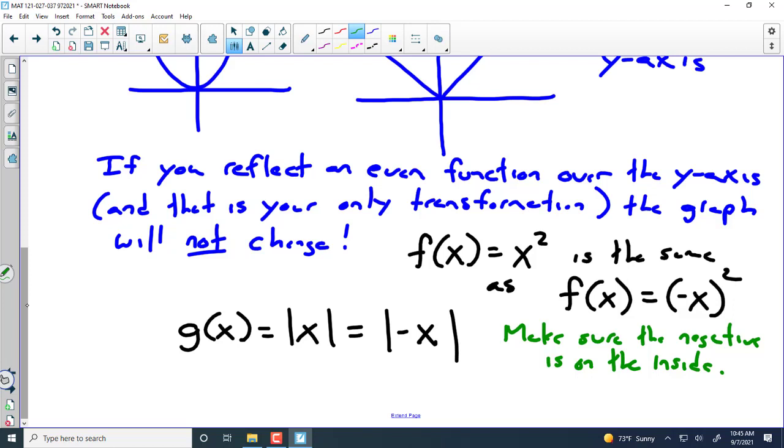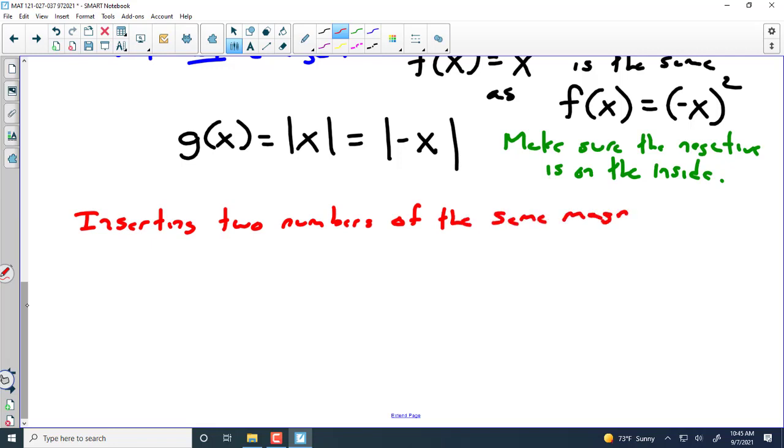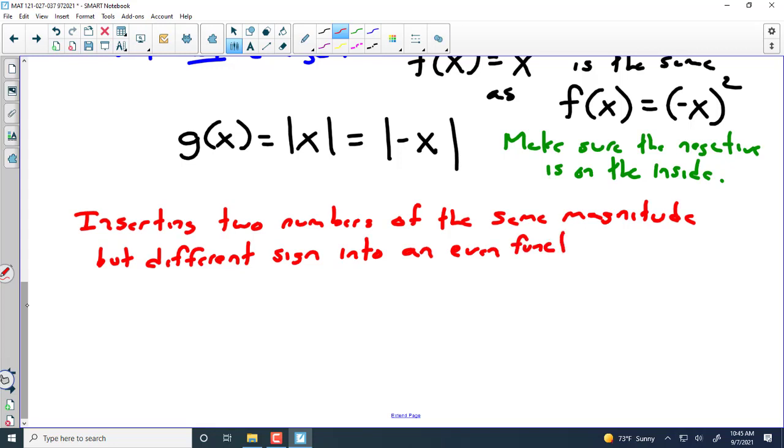Another way to summarize that, and this gets a little bit wordy, but I'll do my best so it's clear to you, is this. Inserting two numbers of the same magnitude, I'll talk about that more in a second, but different sign into an even function yields the same y value. Now I'll explain to you what that means, because that's a little bit wordy. Inserting two numbers of the same magnitude but different sign into an even function yields the same y value.